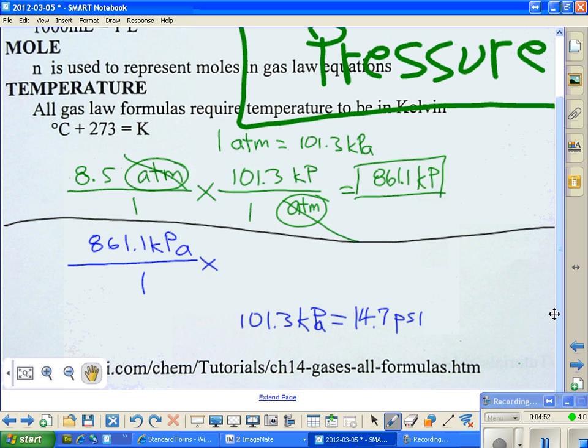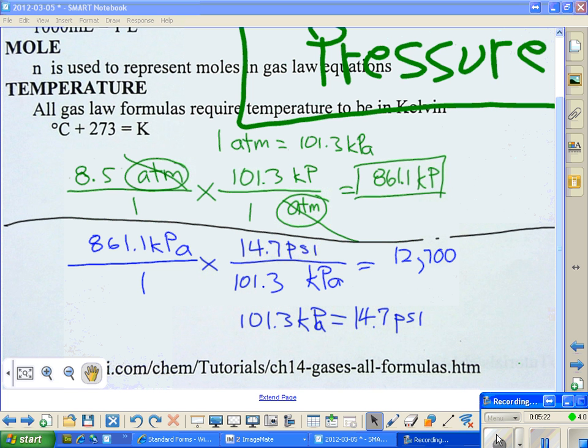And as we go down here, we're going to have to put the kPa on the bottom, right? What's the number that goes with kPa? 101.3. And what goes on the top? 14.7 PSI. 14.7 PSI. And let's run the numbers on that.